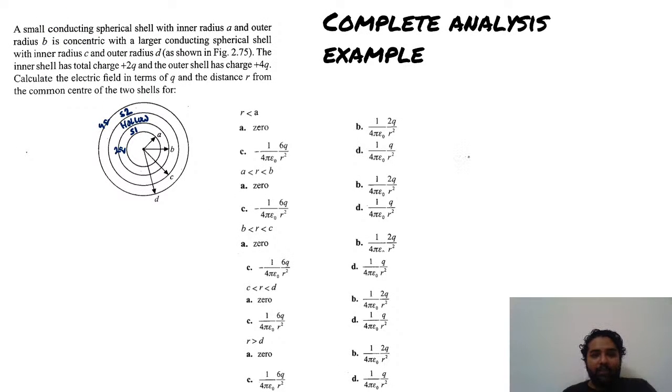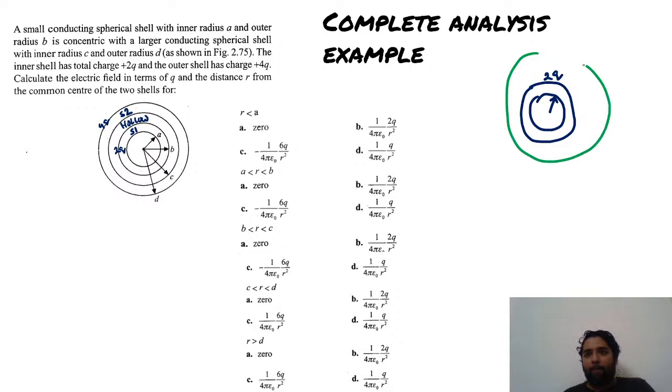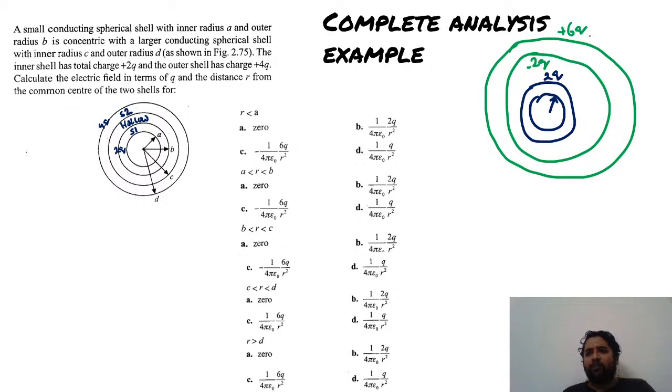Now if I tell you this graph, I want you guys to answer these questions. Guys, you have to answer this. I will draw the charges. You tell me the answer. Second shell, which has minus 2q and plus 6q. This is A, this is B, this is C, and this is D.